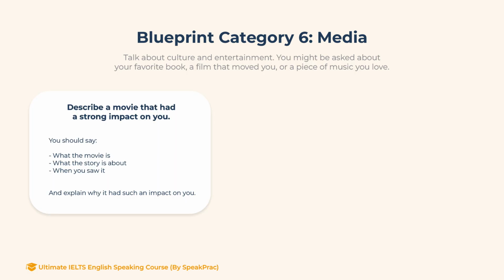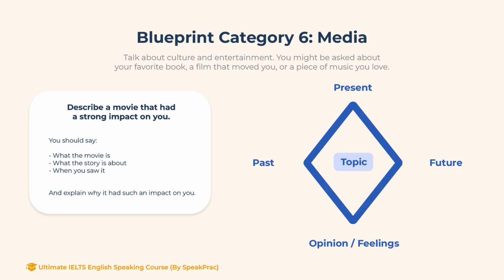Describe a movie that had a strong impact on you. You should say what the movie is, what the story is about, when you saw it, and explain why it had such an impact on you. This is a fantastic opportunity to show off your vocabulary for describing emotions and themes.